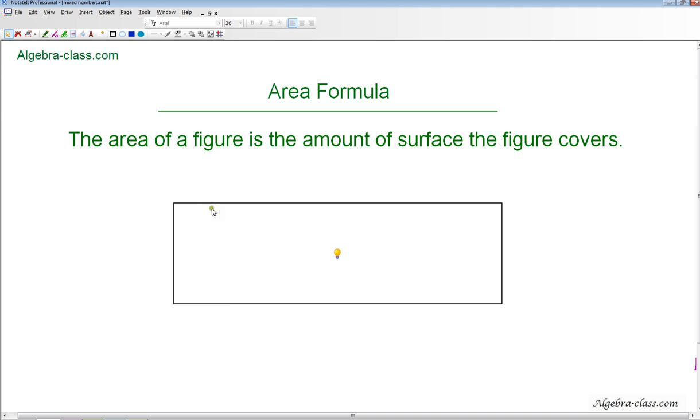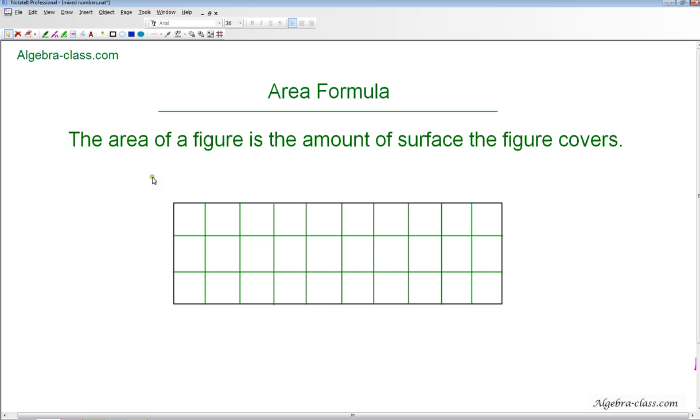Or we can measure how much space this rectangle encompasses on the inside of the figure, and that's called the area. A way that you're probably most familiar with in thinking of area is thinking about taking the inside of that figure and creating equal squares, squares that are the same size, and thinking about how many squares fill this particular rectangle. So let's use this as our example, and let's say that these are 1-inch squares.